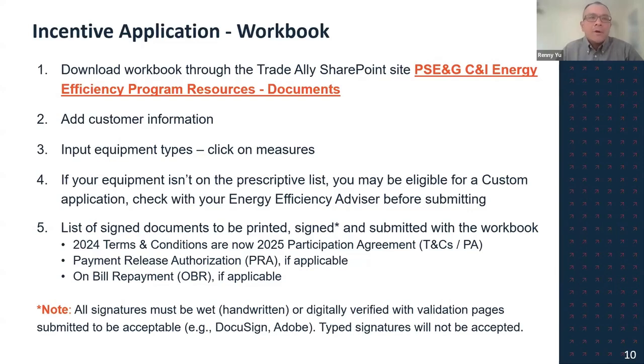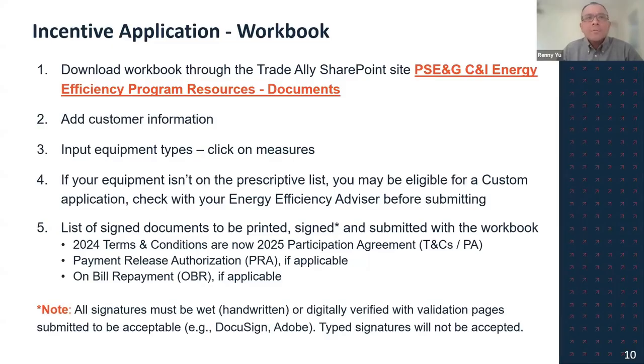Other documents, if applicable, that can be pulled from the workbook are the payment release authorization form, if the customer is allowing the incentive to be sent directly to the trade ally or the network. And also the on-bill repayment application can be pulled from the workbook as well if the customer is applying for OBR.